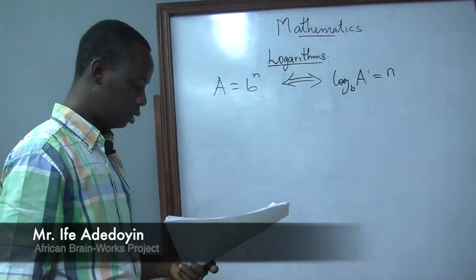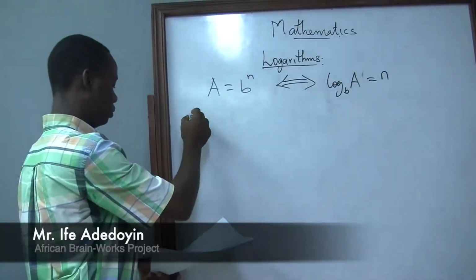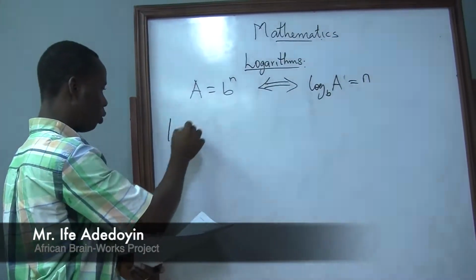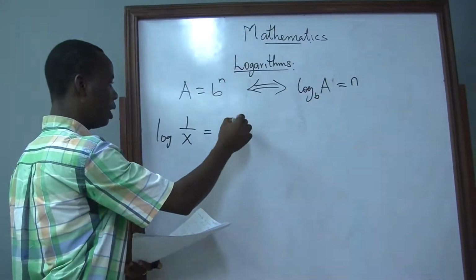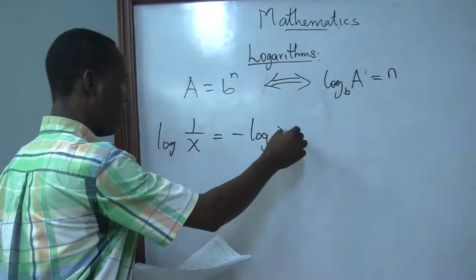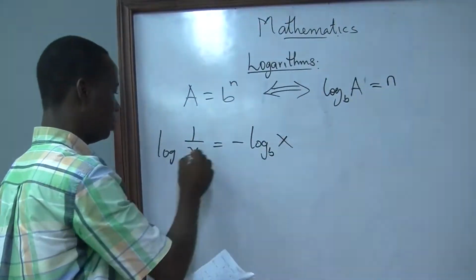Okay, let's consider law number 5. It says log of 1 all over x in base b equals minus log of x in base b.